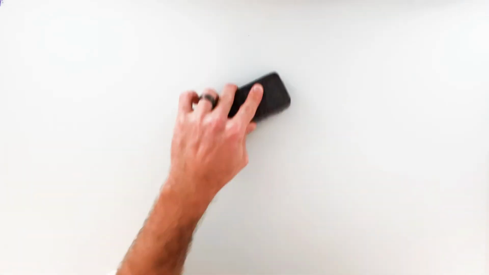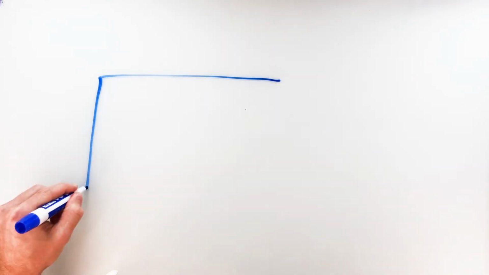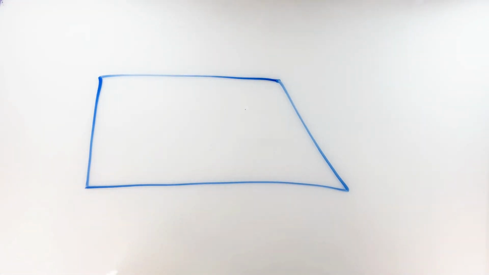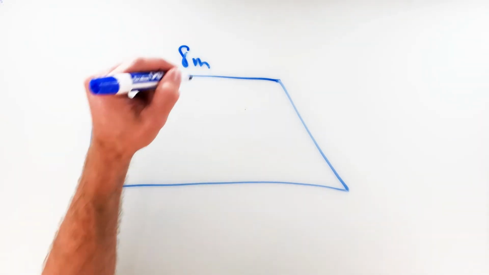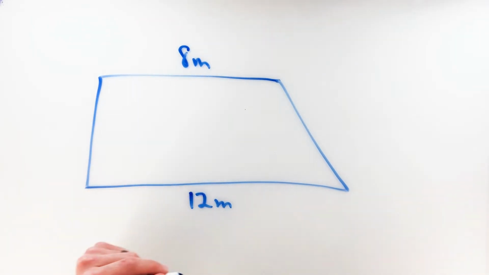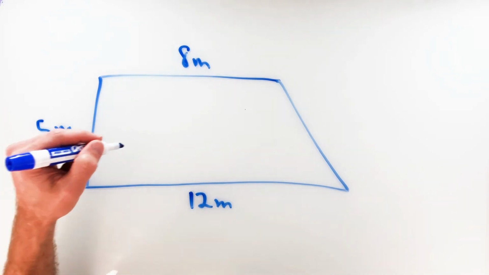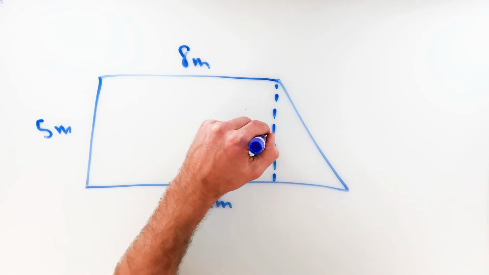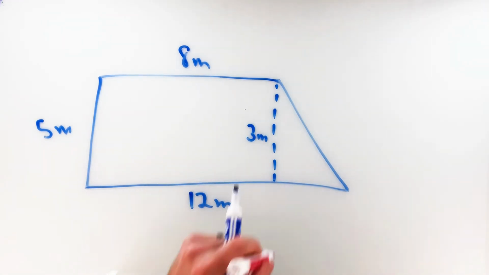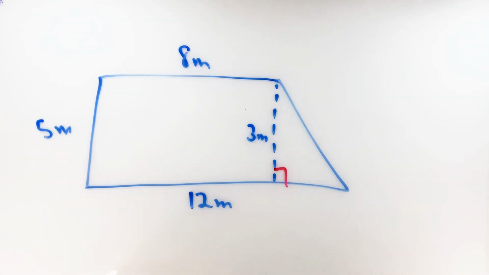Let's look at a trapezoid. All right, so let's say we've got a trapezoid where you've got 8 meters, 12 meters. We'll say this is 5 meters, and we'll say this is 3 meters. Put the right angle down there. Okay, so here's our problem. Find the area of the trapezoid.